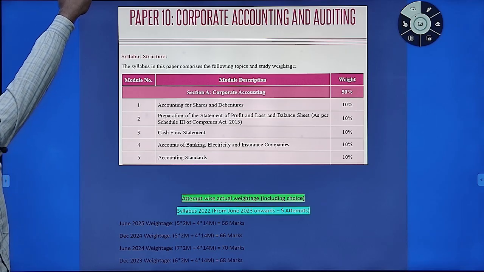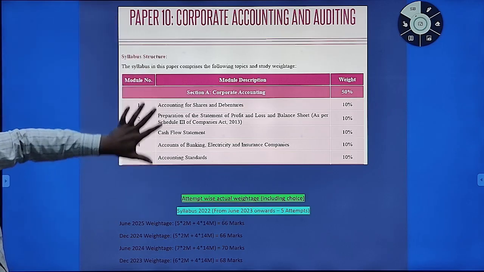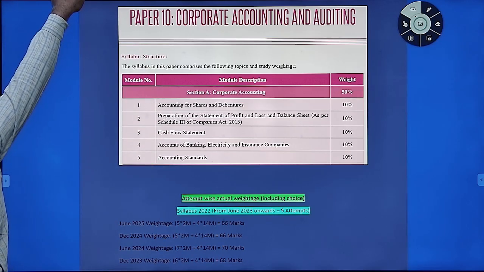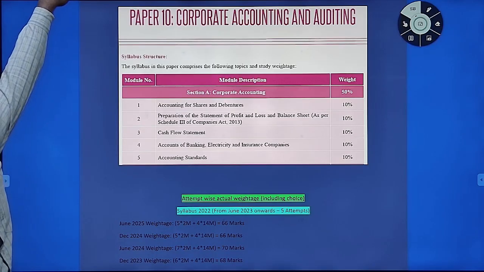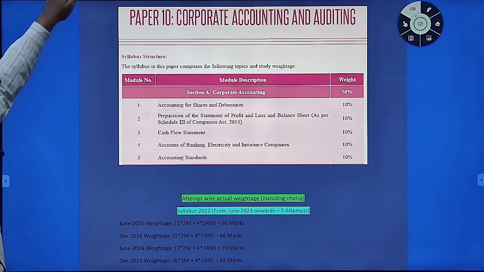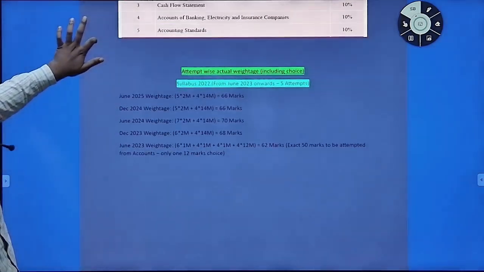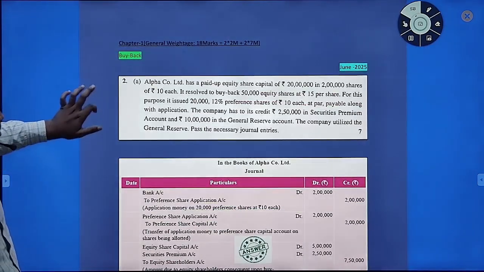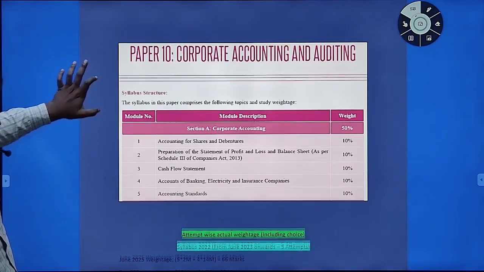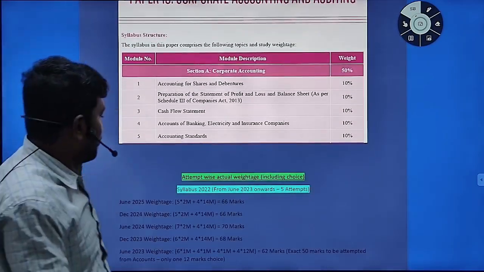Corporate accounting, we have 5 chapters in the syllabus. As per the weightage, 10 marks each. This is the weightage of the last 5 attempts.